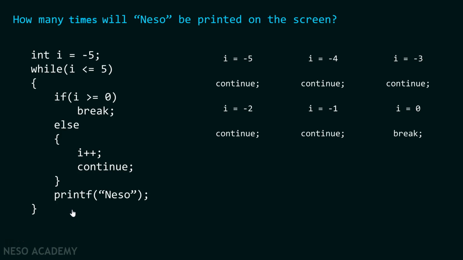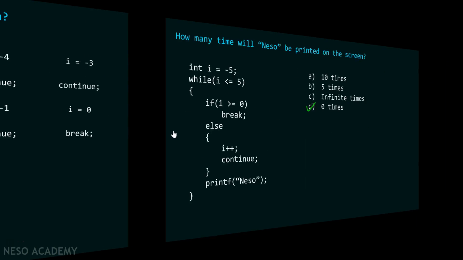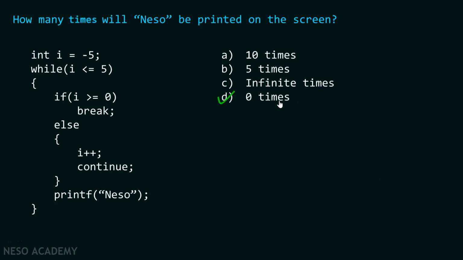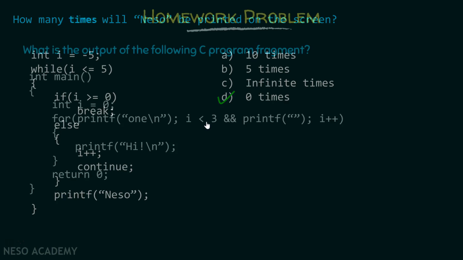If you observe this program carefully, then you can clearly see we haven't encountered printf in any of these cases. Therefore we know the answer of this question. That is, how many times will NASO be printed on the screen? NASO will be printed on the screen 0 times. Therefore the correct option is option D. Isn't that simple? Okay.